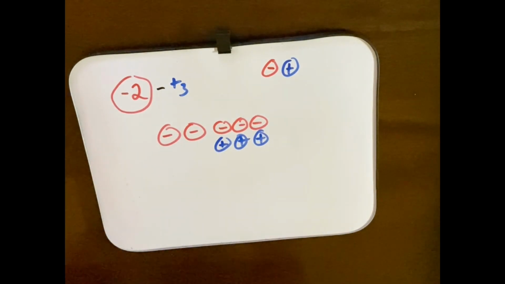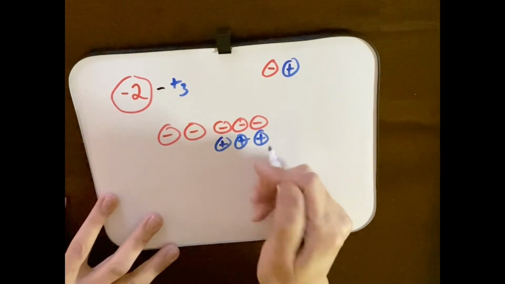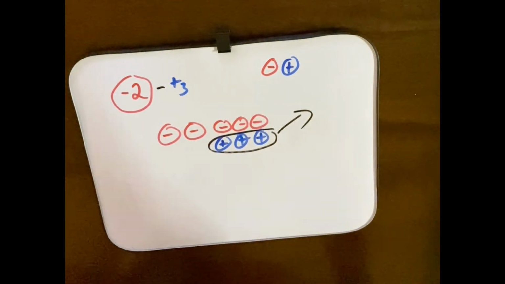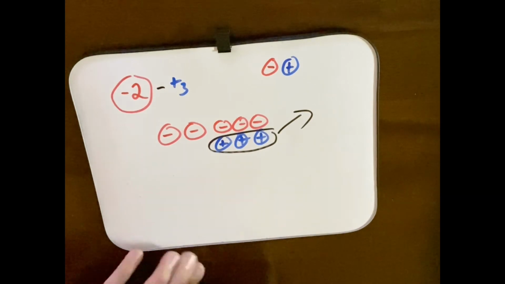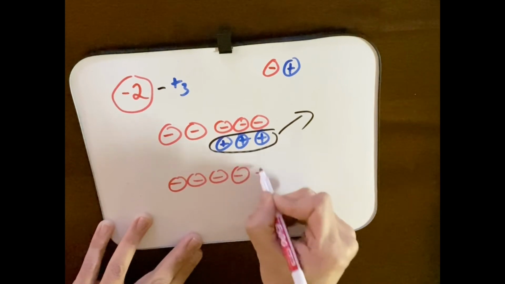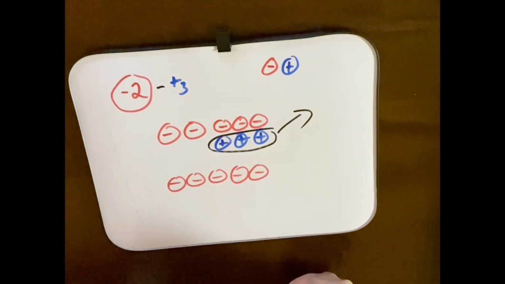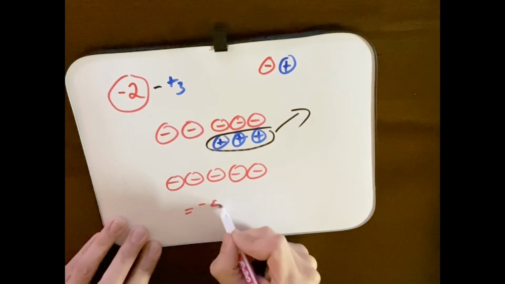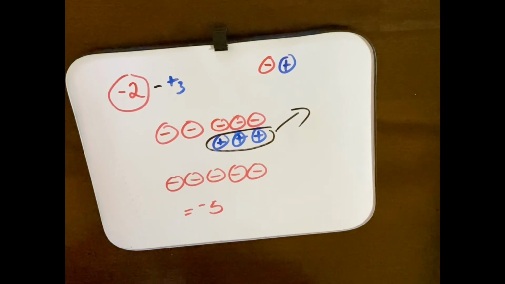Now we can take away 3 positives, all right? Meaning we can take these and get them out of the way. Get out of here. They're gone, all right? If those are gone, what are we left with? Well, in this particular case, we're left with 5 negatives. So what would our answer be then? Our answer in this case is -5. Boom, mind blown. All right?